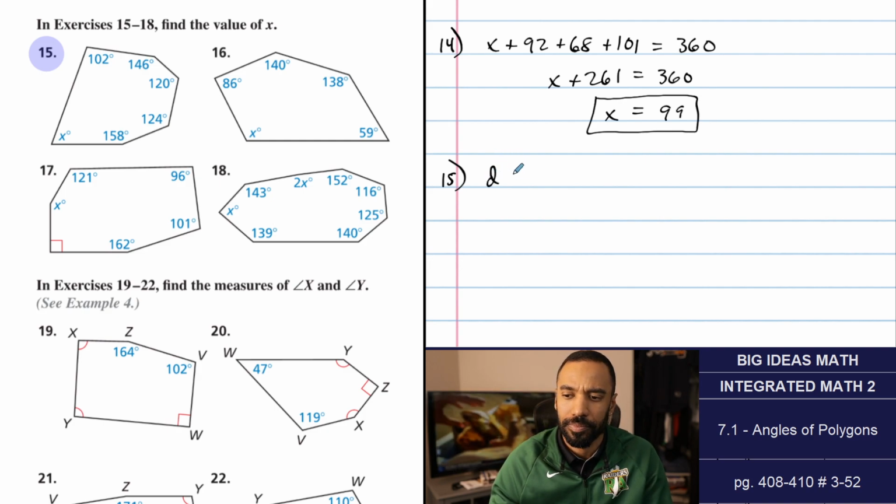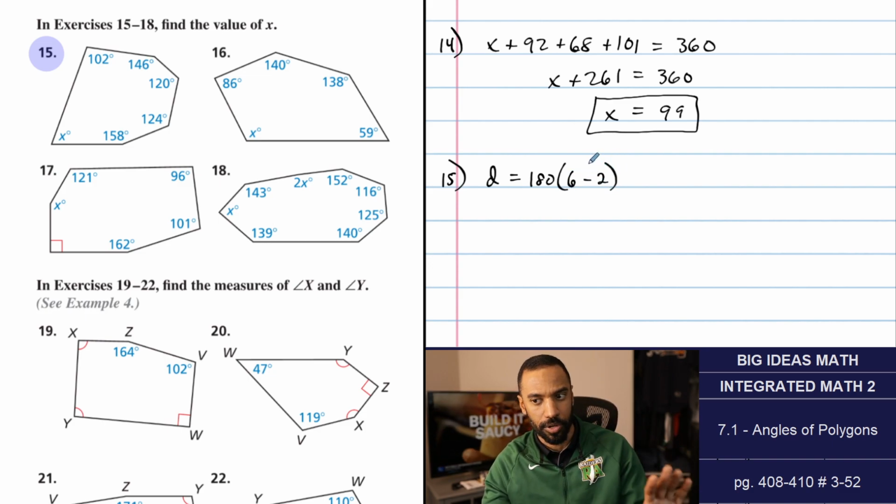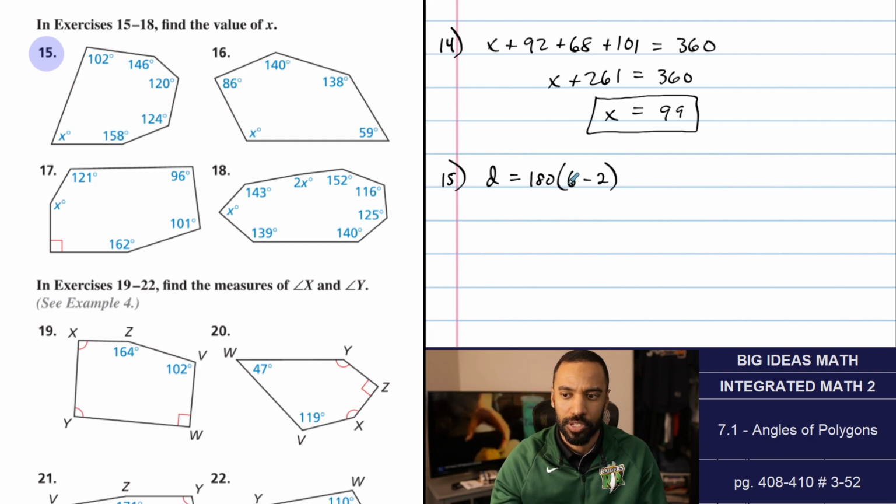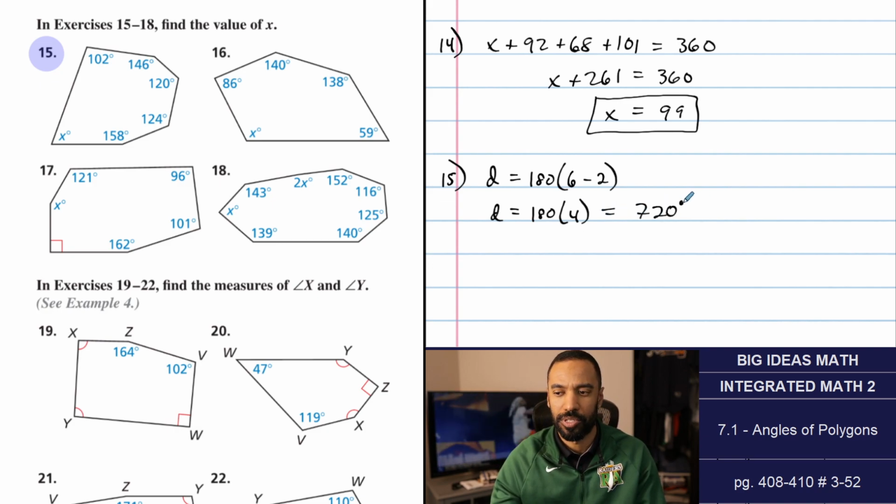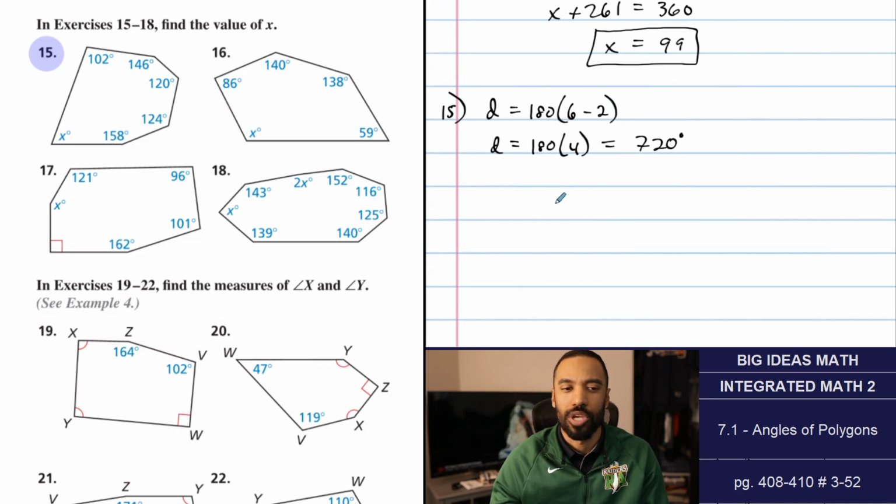Okay, so D is 180 times 6 minus 2. Once again, the diagram's over there, so I hope that you're okay with that. So this is the number of sides right there, 6 sides. 180 times 4, which is your 720. 4 half rotations, 2 full rotations, 720 degrees. So we are going to add those together and set it equal to 720.